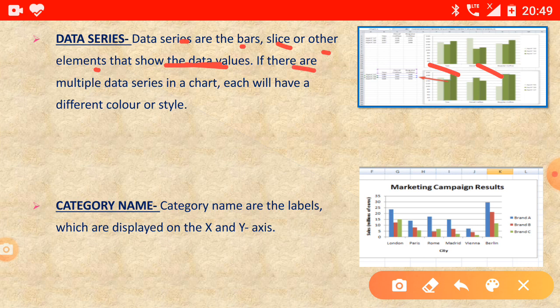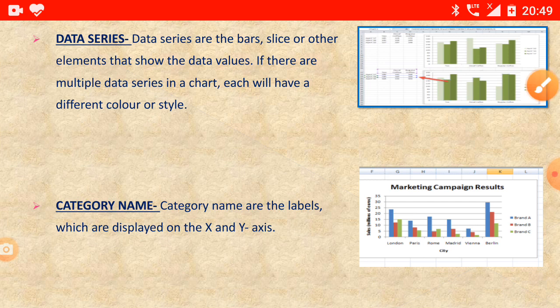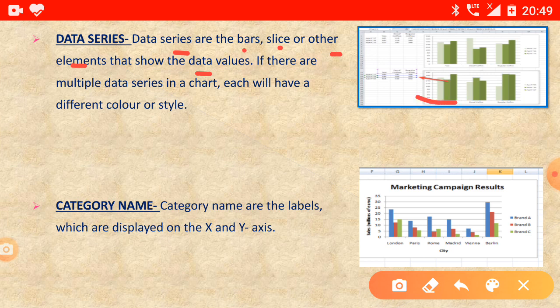If there are multiple data series in a chart, you can see that here are 3, here are also 3, and here also 3, then each will be displayed in a different color and style. Again, data series are the bars, slices and other elements that show the data values. If in the exam it asks you the definition of data series, then you have to write it: the data series are the bars and slices and other elements that show the data value.